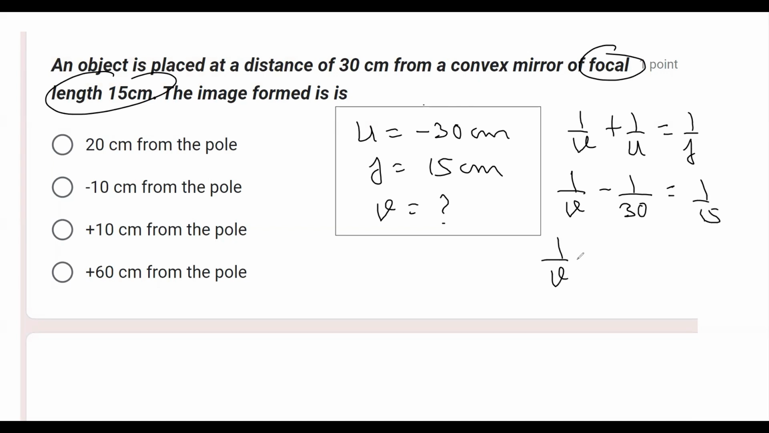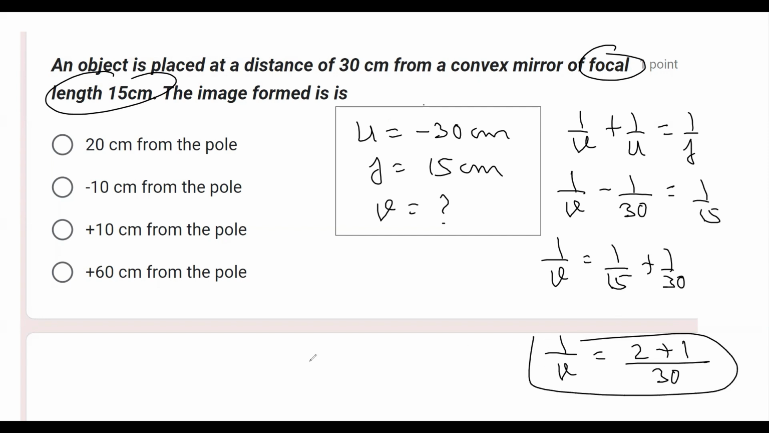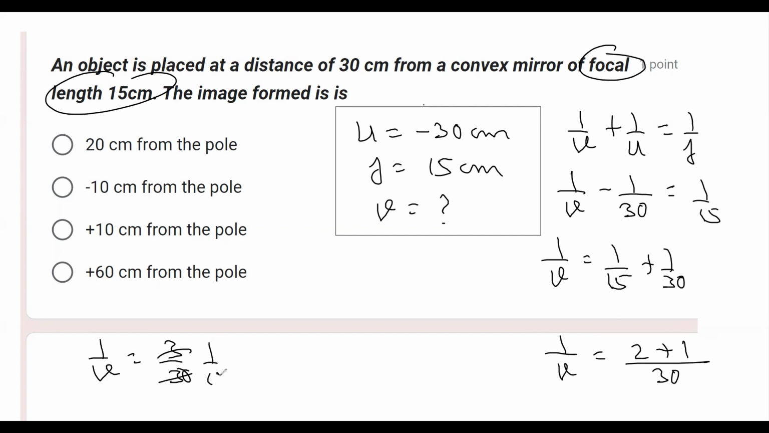Now on transposing 1 over 30 to the other side, it's 1 over 15 plus 1 over 30. Taking the LCM, which in this case is 30, this will be 2 times and 1 times. So we can figure out from here that 1 over v is equal to 3 over 30. That implies 1 over 10. And by cross multiplication, v comes out to be positive 10 centimeter.